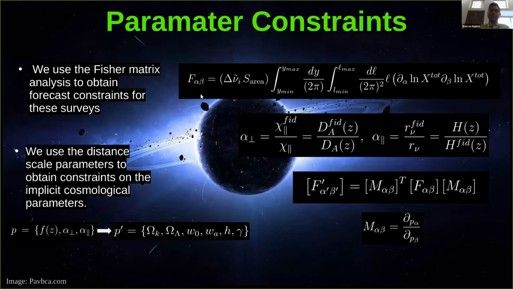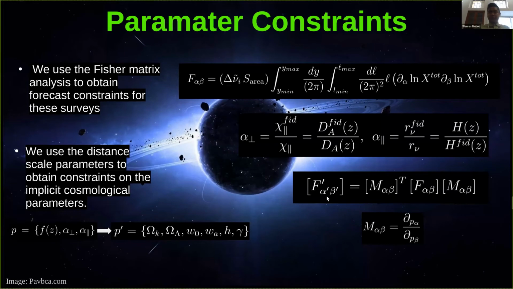So for example, in the H1 case, the basic parameters we've seen were the bias, the f function, the amplitude of the power spectrum. But if we want cosmological parameters, that's more implicit parameters. We can get that by defining the distance scale parameters, alpha perp and alpha parallel, which is just the angular diameter distance and the Hubble parameter. And implicitly defined in these functions are the cosmological parameters and the dark energy parameters, etc.